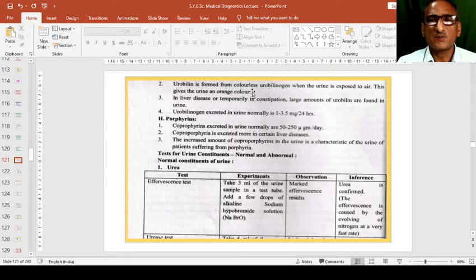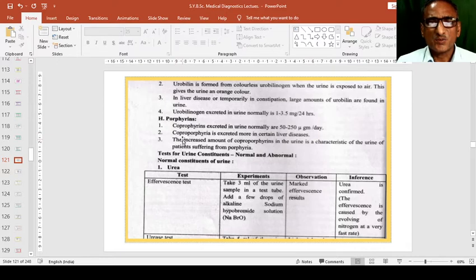Urobilin is formed from the colorless urobilinogen when the urine is exposed to air, and this gives the urine an orange color. In liver disease, or temporarily in constipation, large amounts of urobilin are found in urine. Urobilinogen excreted in urine normally is 1 to 3.5 milligram per 24 hours, not more than this or not less. Then porphyrin is the next abnormal content, excreted in urine normally at 50 to 250 microgram per day.